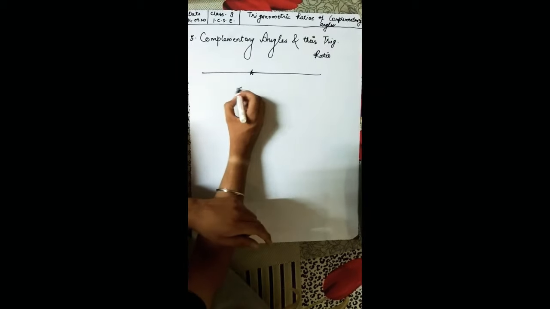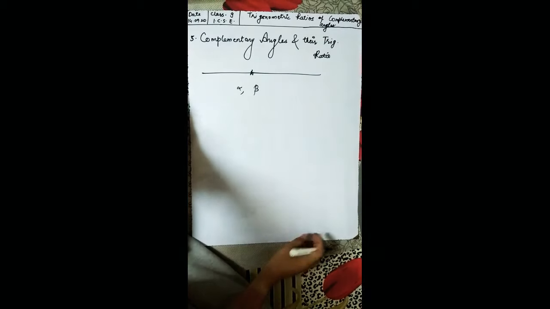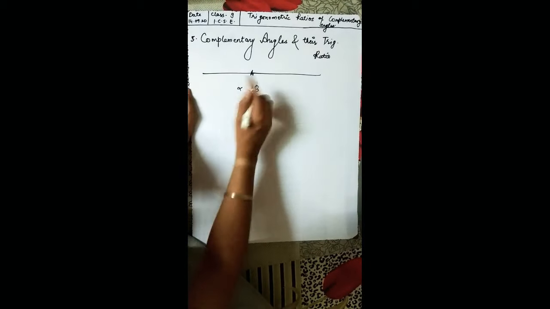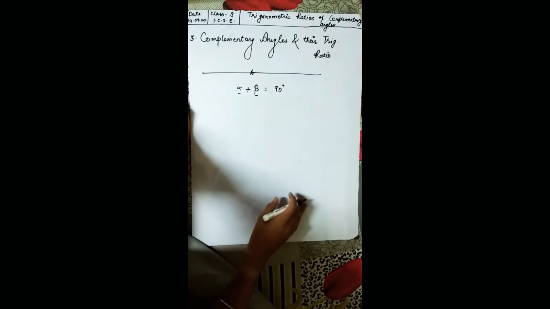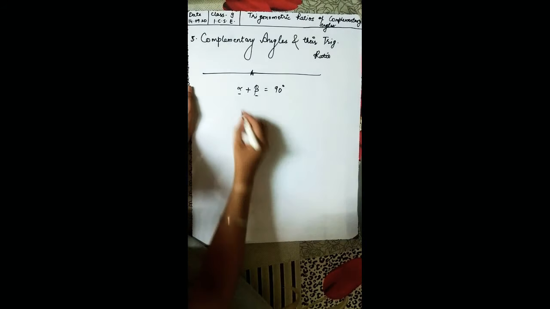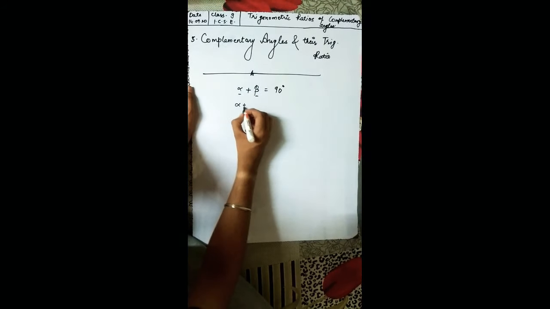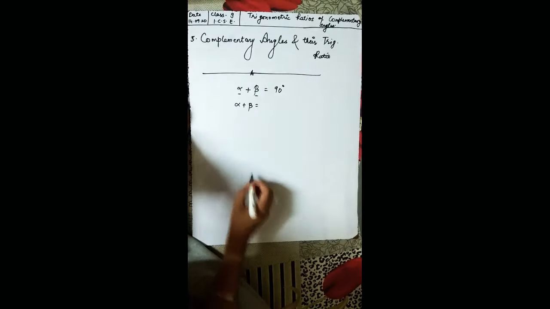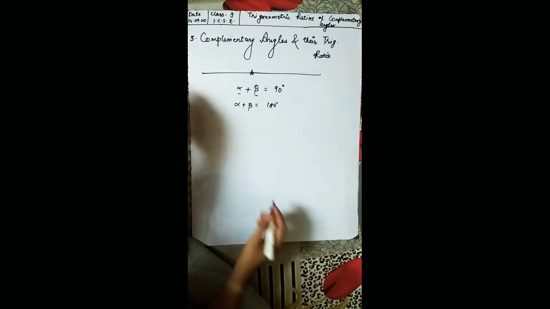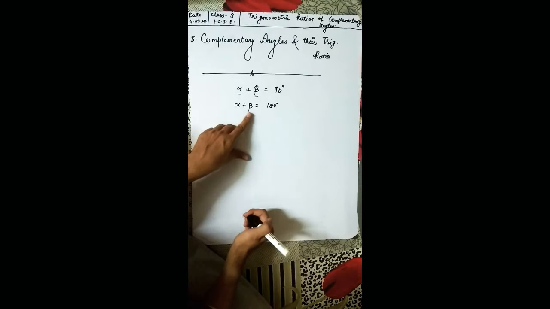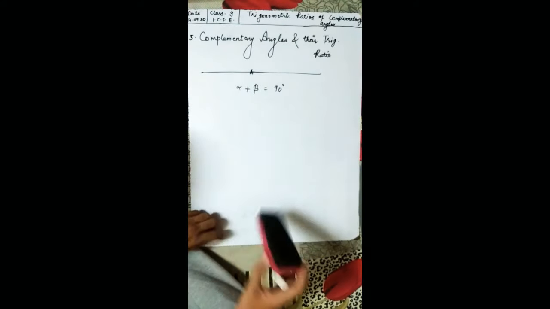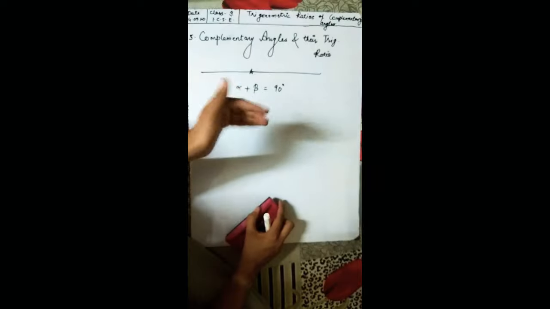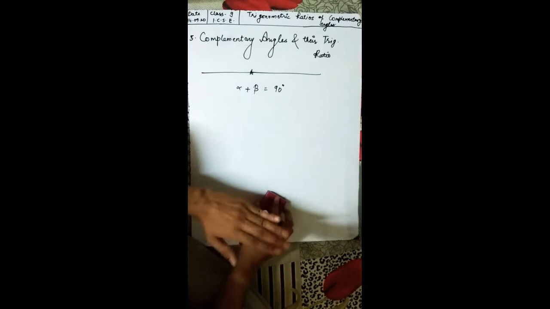If I take two angles, alpha and beta, then complementary angles means that the sum of the two angles gives 90 degrees, so these two angles are complementary to each other. Similarly, we know about supplementary angles: if on adding two angles we get 180 degrees, then we can say that alpha and beta are supplementary to each other. But in this chapter we are going to see only the complementary angles and their trigonometric ratios.